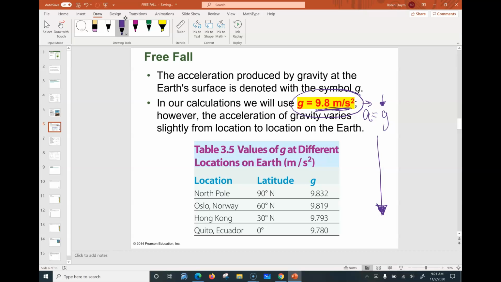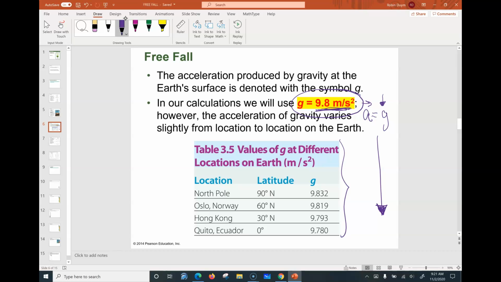Now you can see I just thought that this was interesting, so I kept it in here, but we won't really be doing problems associated with this. However, little g does vary a little bit by location, and it will also vary a little bit with altitude. But for our class, we're going to keep it as acceleration on Earth is 9.8 meters per second squared.